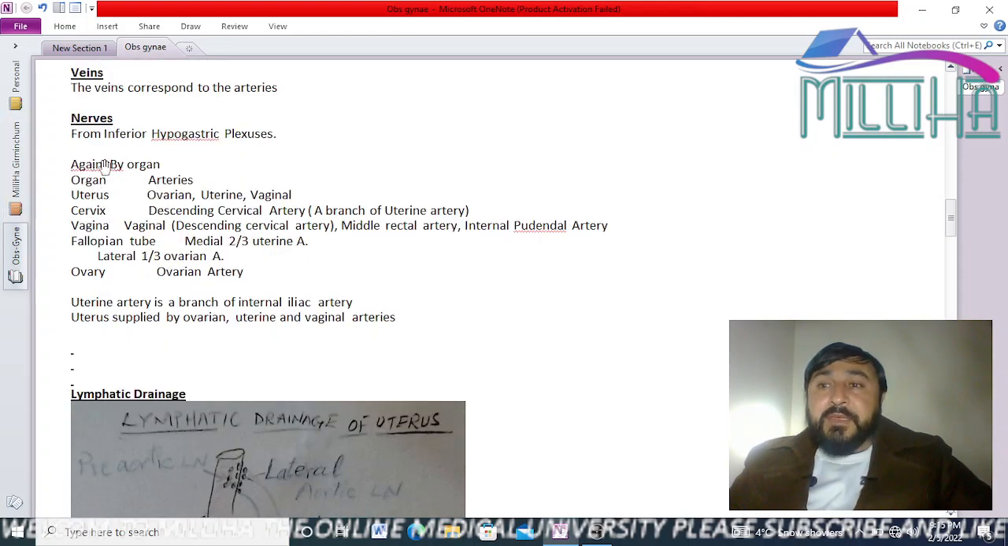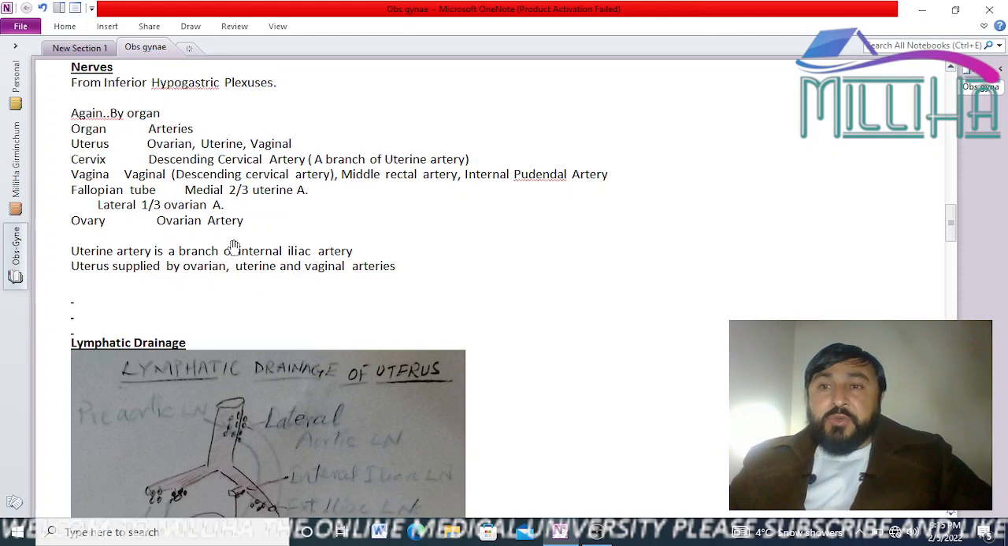Here again we have it in text form. You can also take a screenshot of this. The uterus is supplied by the ovarian artery, the uterine artery, and the vaginal artery. The cervix is supplied by the descending cervical artery, a branch of the uterine artery. The vagina is supplied by the descending cervical artery, middle rectal artery, and internal pudendal artery, just as we discussed, and we have also watched the video and diagram. Okay, the fallopian tube: the medial two-thirds part is supplied by the uterine artery, and the lateral one-third part is supplied by the ovarian artery.